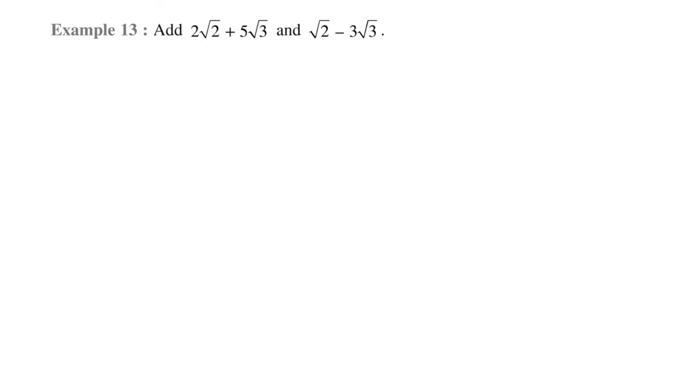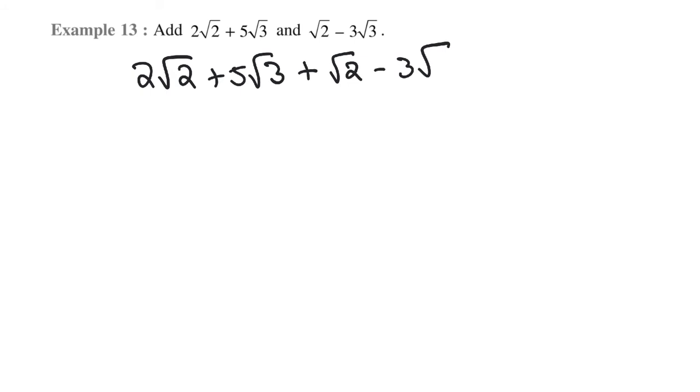Let's try to understand this. Don't worry about the example number. Focus on the concept. Add 2 root 2 plus 5 root 3 and root 2 minus 3 root 3. So let us write it down like a sum: 2 root 2 plus 5 root 3 plus root 2 minus 3 root 3. Now let us put down the root 2's together and then the root 3's together.